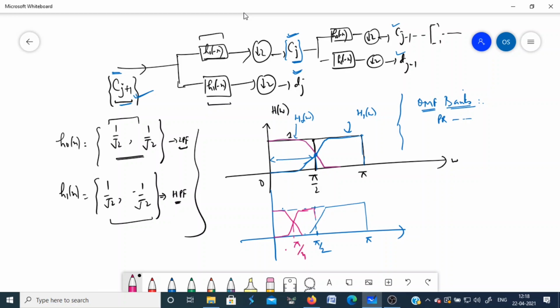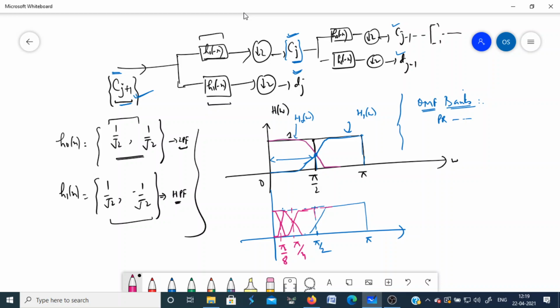Okay, at the next scale, this low pass spectrum is again decomposed into two parts. So you will have a frequency response like this and two more filters. This will be pi by 8 and so on.